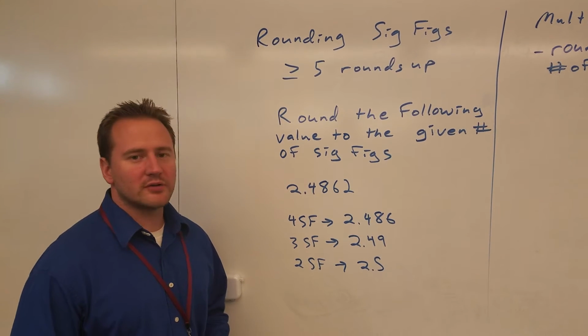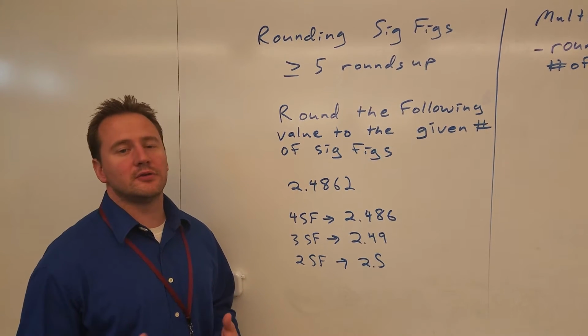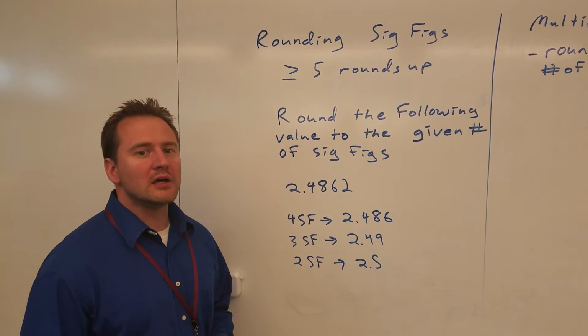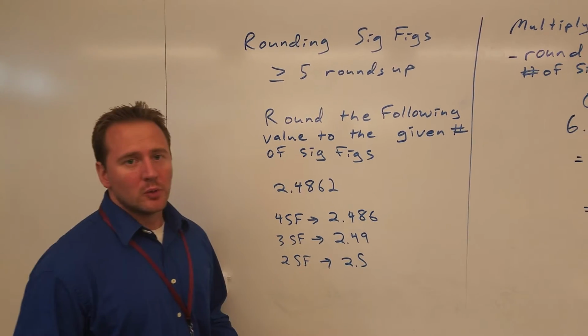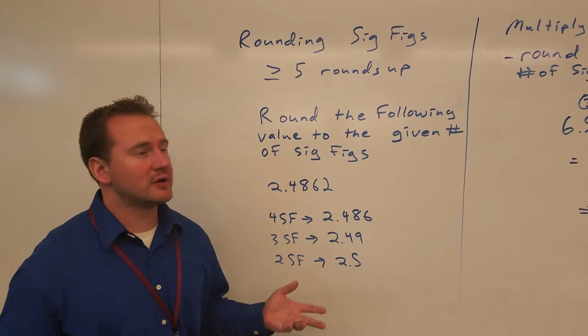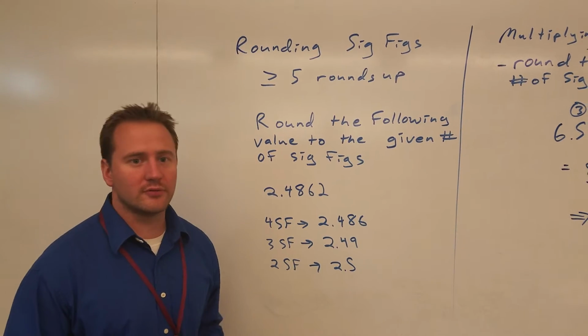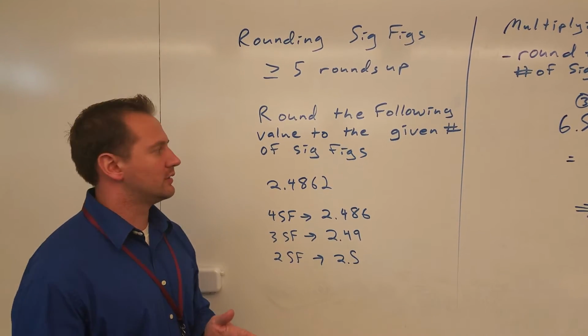In this video, we're going to talk about rounding sig figs and how to use them in multiplication and division, as well as addition and subtraction. So when you're rounding sig figs, just like when you're rounding anything else, any value greater than or equal to 5 is going to cause the number to round up.